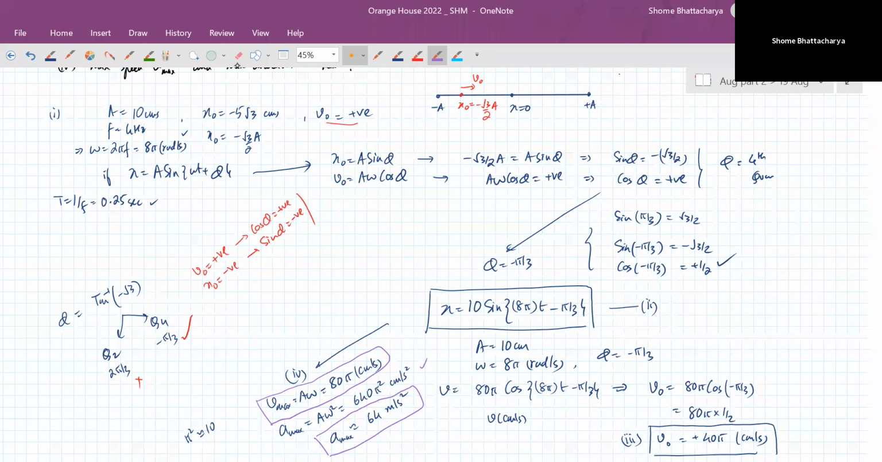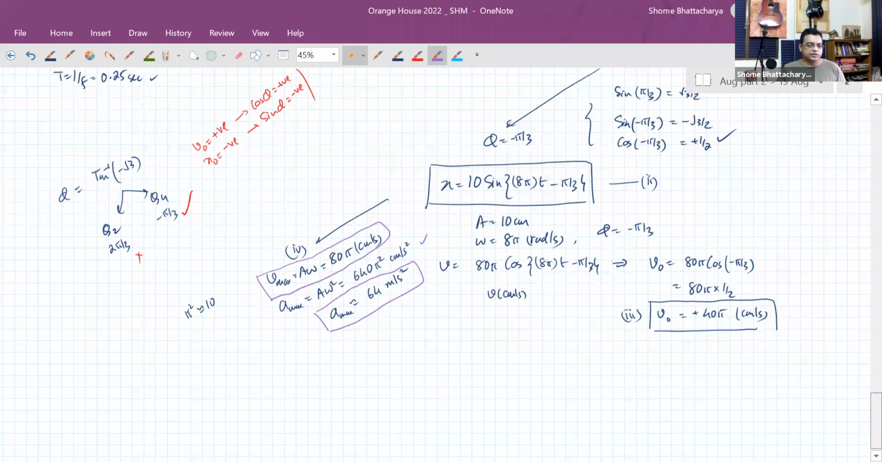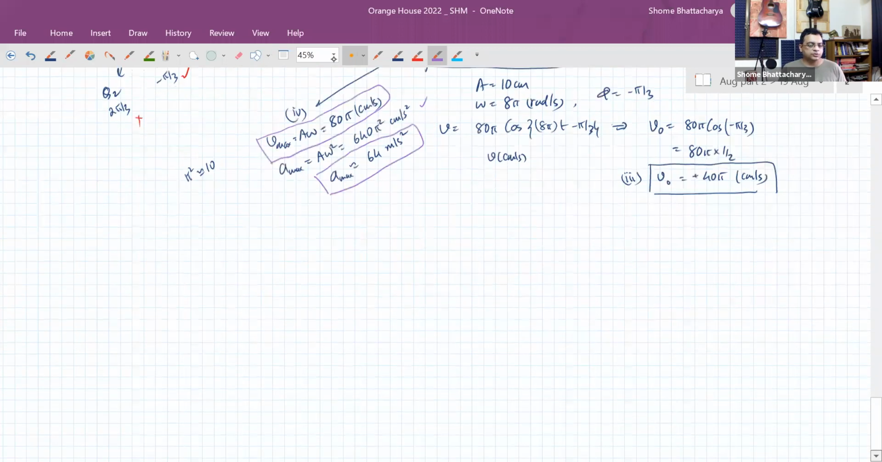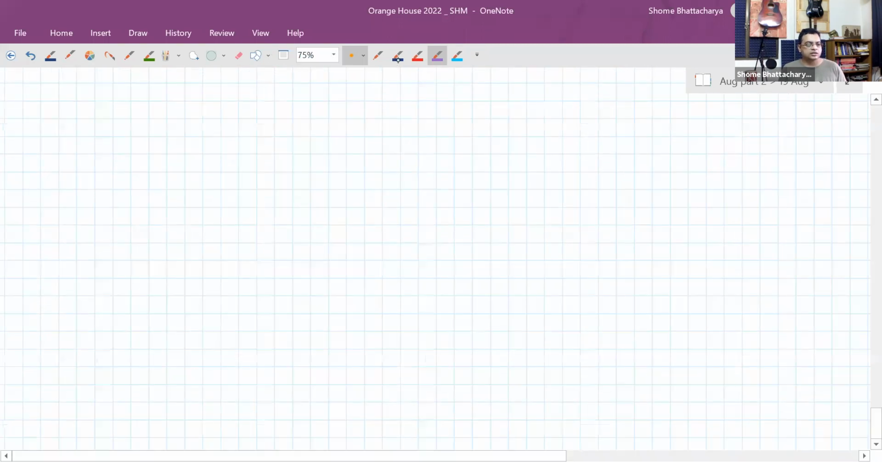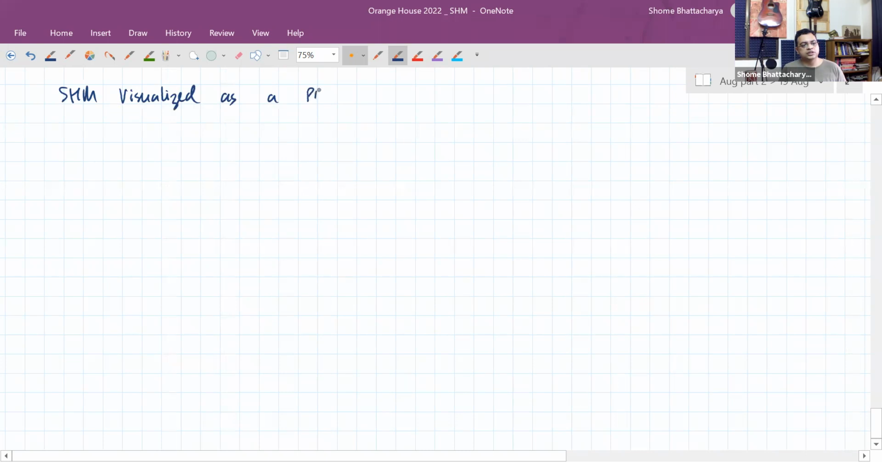Okay, people, so I hope this question is clear. So now with this, we move on from kinematics of SHM type of situation. Achha, before that, one more thing we will discuss: an easy way to visualize SHM. That is, SHM visualized as a projection of a uniform circular motion.